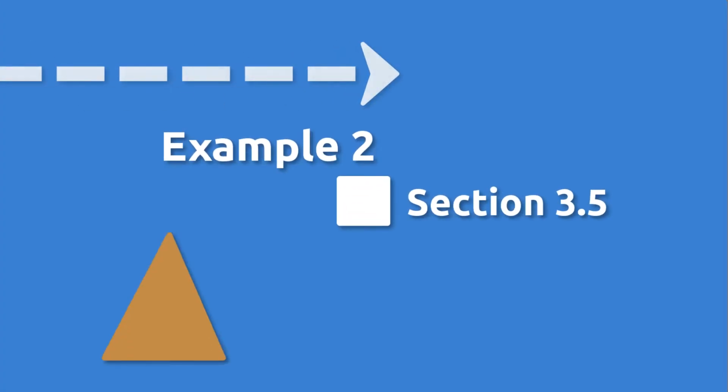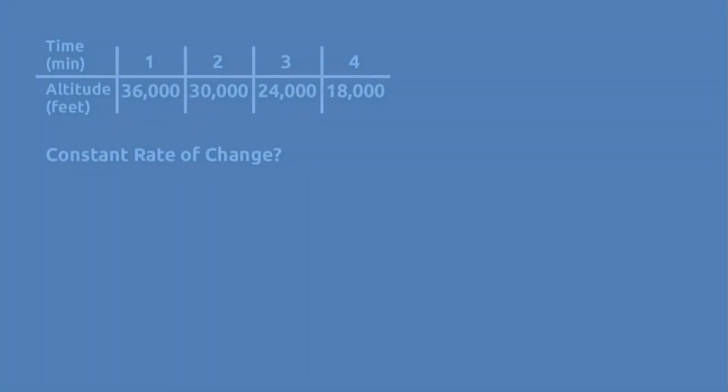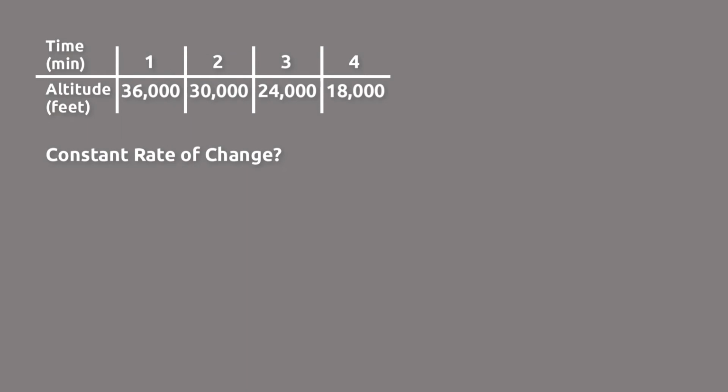For a constant rate of change, we're looking at the division of integers. We're given that the table shows the change in altitude of an airplane on a descent to the airport. Find the constant rate of change in altitude in feet per minute.